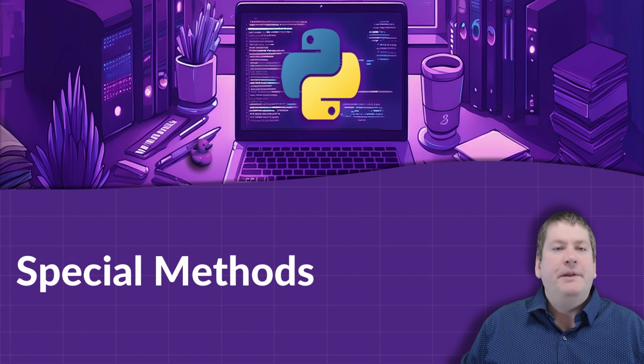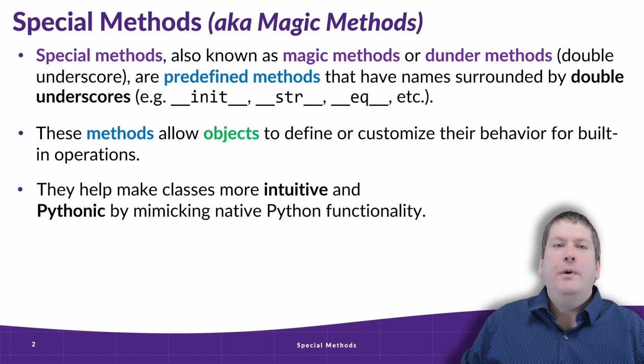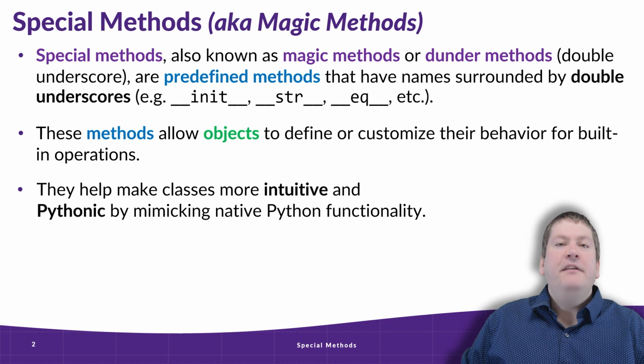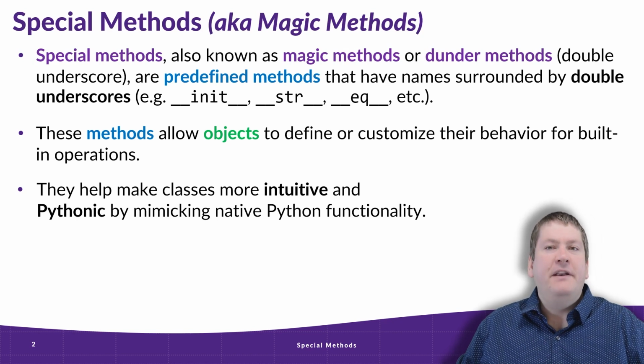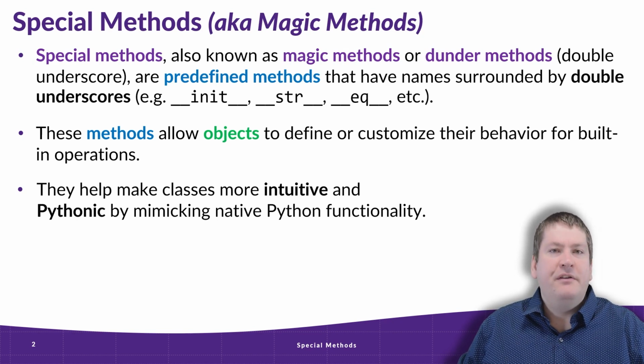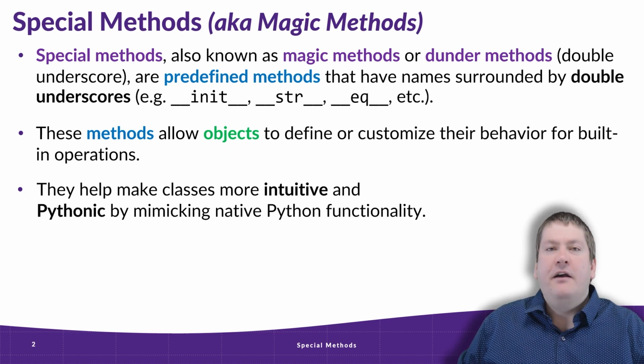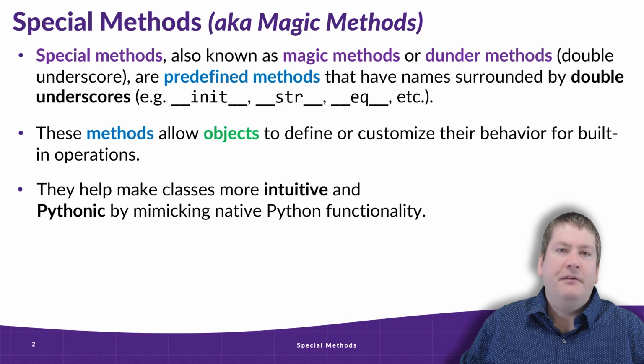In this video, we're going to be taking a look at Python's special methods. So what are these special methods? Well, they're also known as magic methods or dunder methods, which stands for double underscore. And these are predefined methods that have names surrounded by double underscores. And we've already seen a few of these, like __init__, and that would be the constructor for our objects. But they can do many more things.